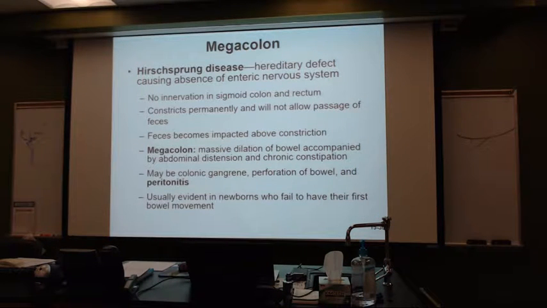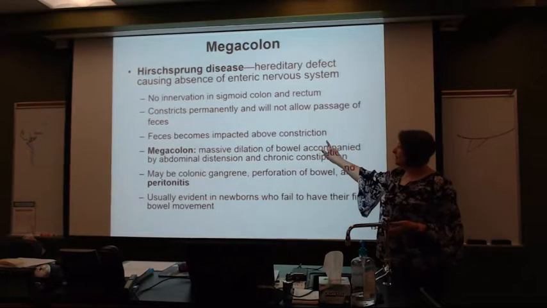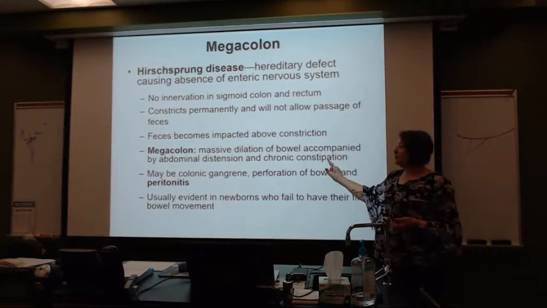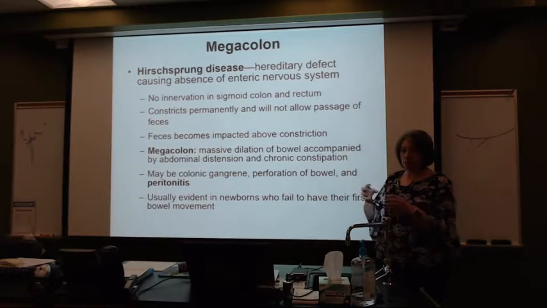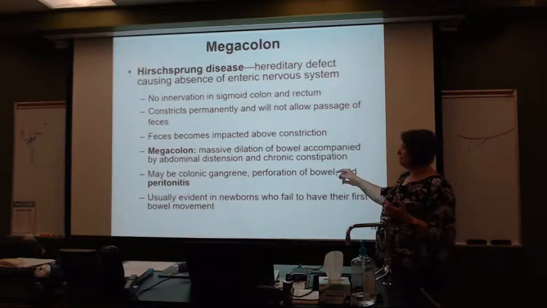Whether we're talking the autonomic or the enteric, we don't have any innervation to the sigmoid colon or the rectum. There's permanent constriction, meaning feces will not pass. They get impacted, which creates megacolon, big, okay, because you get this dilation.